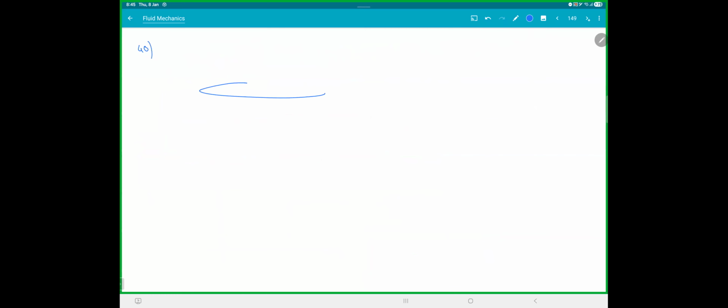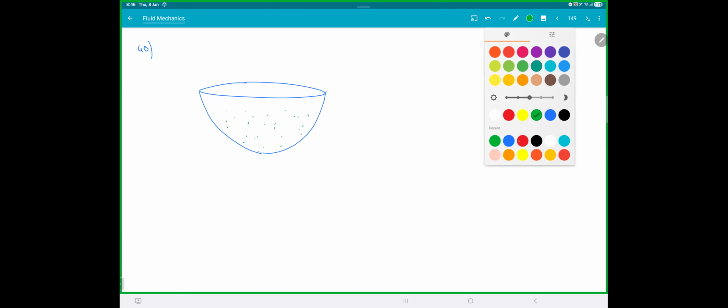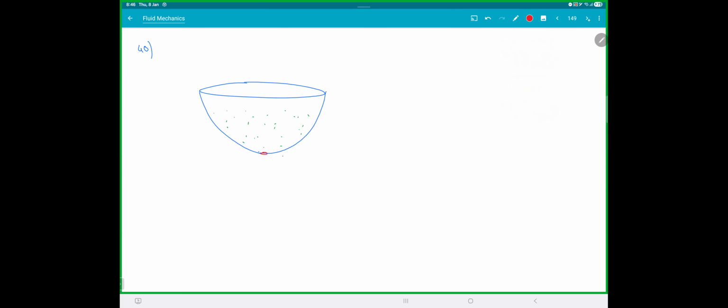Next one, let's say we have a bowl here. This is not a hemispherical bowl. So this is some kind of a bowl. It is filled with liquid. At the bottom, there is a small hole, area A. So the liquid started leaking out from the hole. And it is observed when this liquid is leaking out, the liquid surface is actually coming down with a constant speed u.